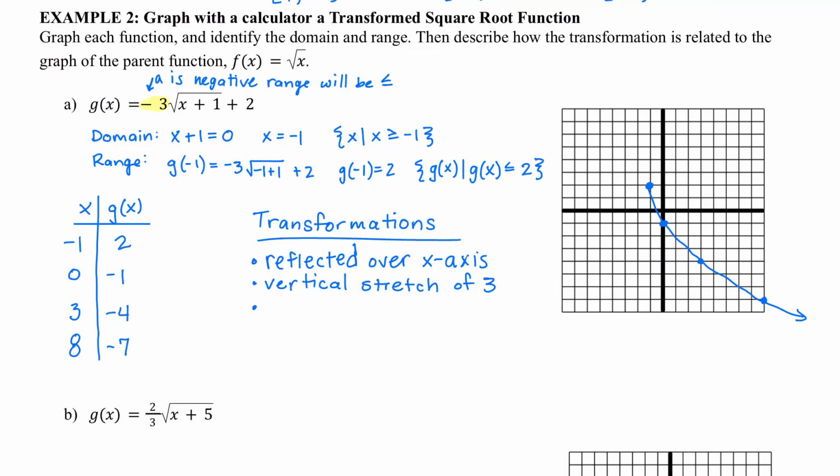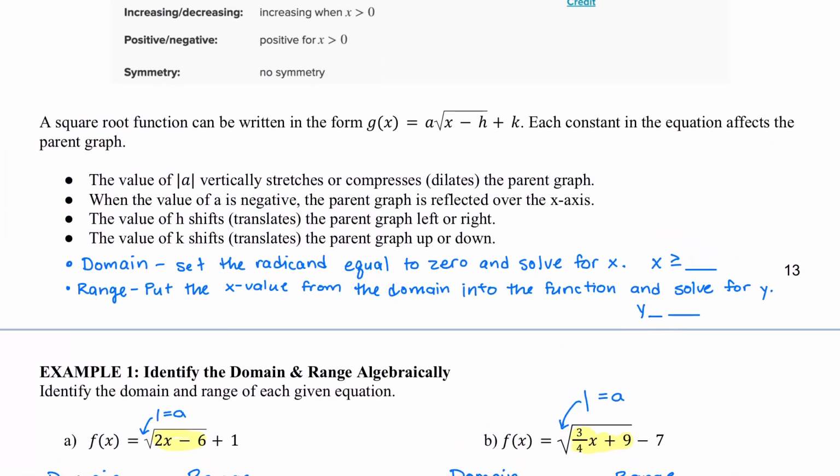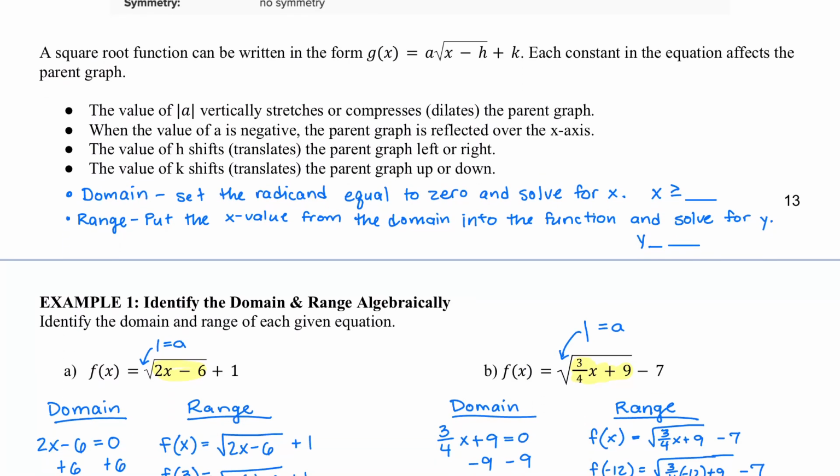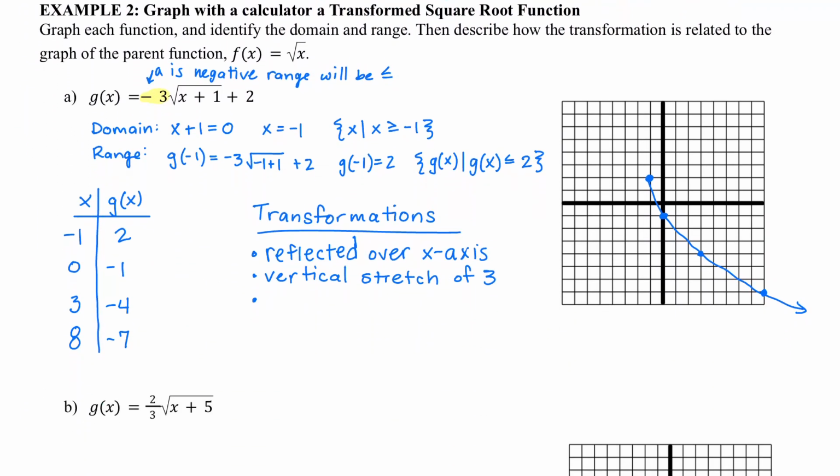And the number in the radicand, x plus 1, since our original equation has x minus h, if we have x plus 1, then we're going to move 1 unit to the left. And k, the number at the end, tells us we're going to go 2 units up.